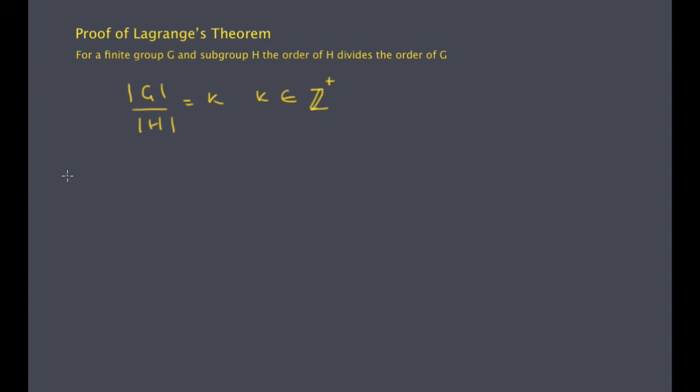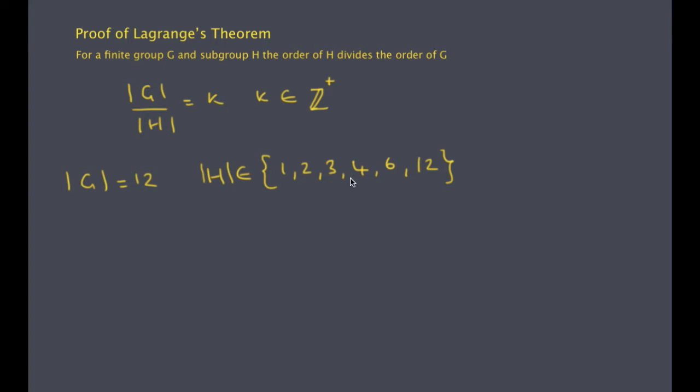So let's illustrate that with a concrete example. Take a group with order 12. What Lagrange's theorem tells us is that the order of any subgroup must be a factor of 12. So 1, 2, 3, 4, 6 or 12. And for example 5 or 7 cannot be the order of a subgroup of a group G of order 12.